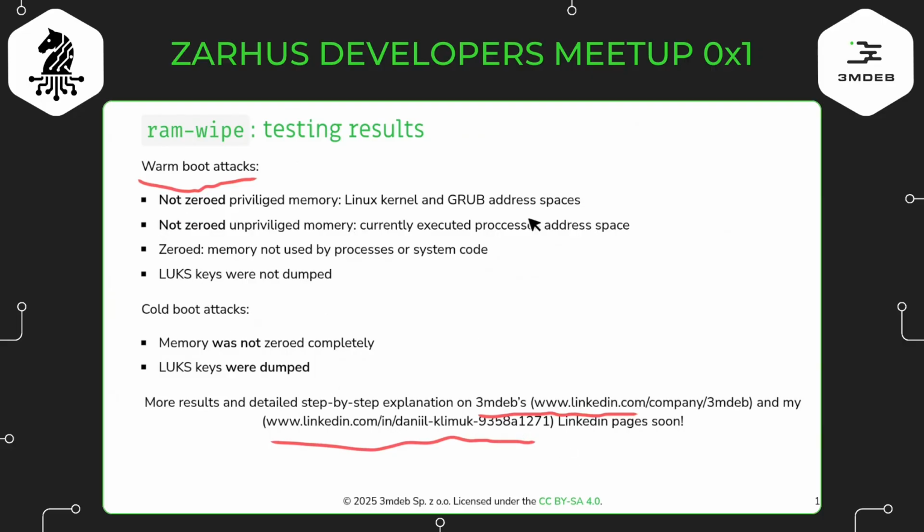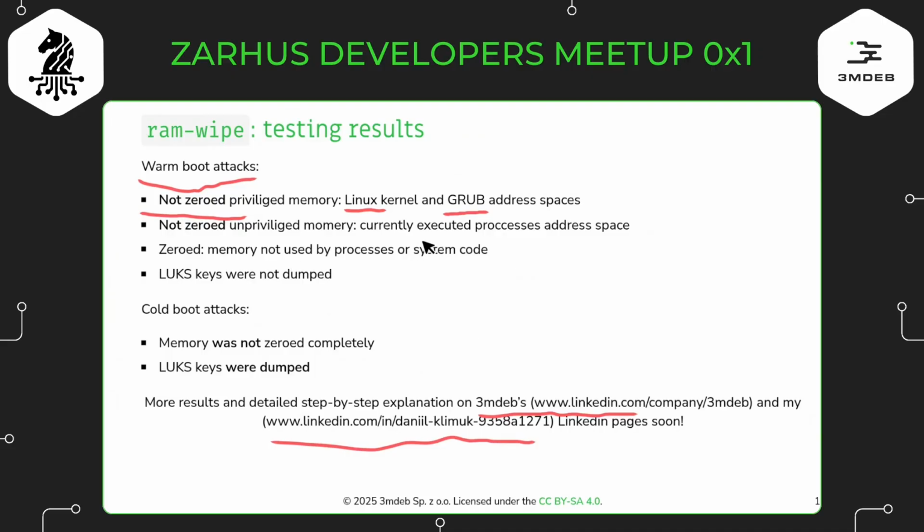But the quick results are as follows. The RAM wipe did not zero out some memory regions. It did not zero out the Linux kernel. It did not zero out GRUB addresses.